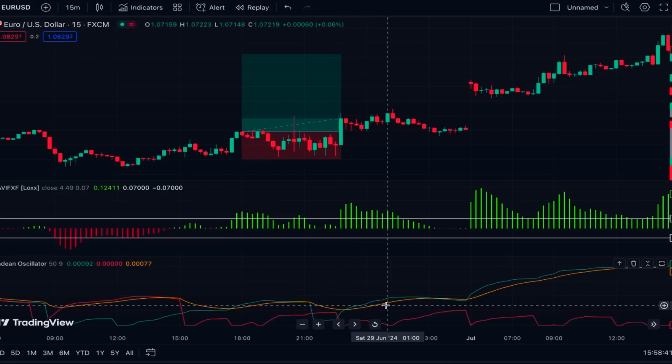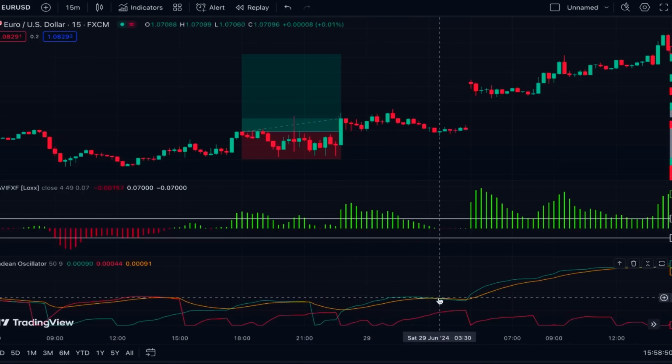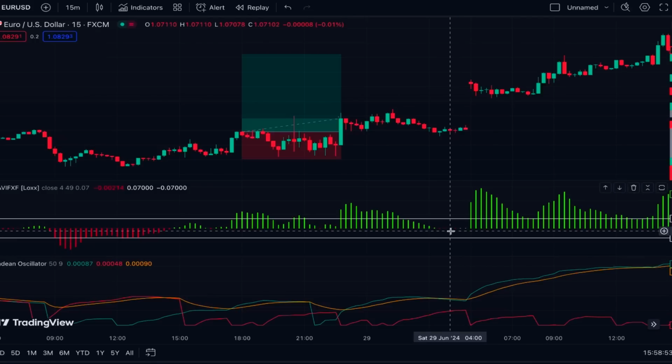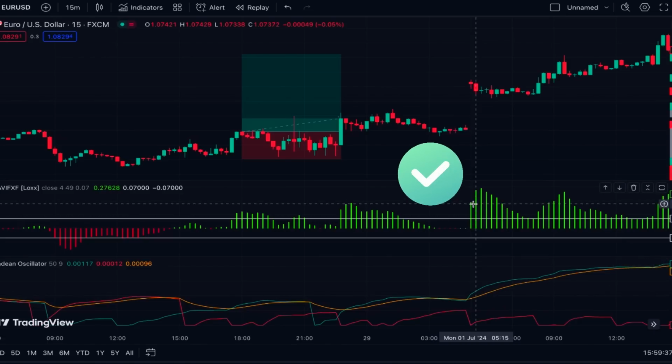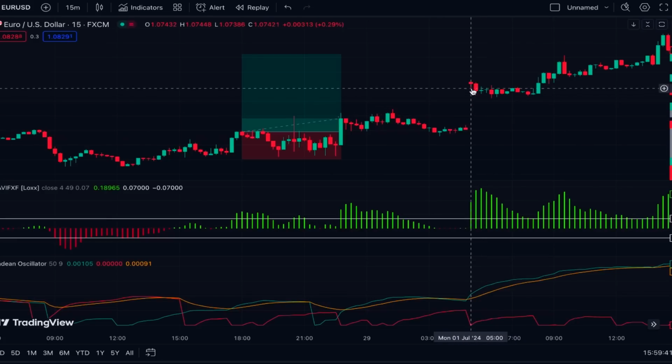So we wait for the orange line to go above the other two, and when this happens in this indicator after a period of flat market, when we get the first bar closed above the line, this is a buy signal, and the buy signal is confirmed if in the Andean oscillator the green line is above the orange line, so this is a confirmed signal here and we could enter a long position at this point.